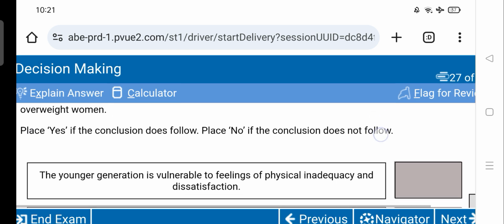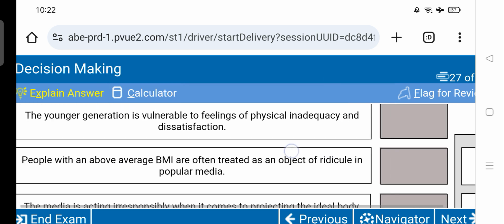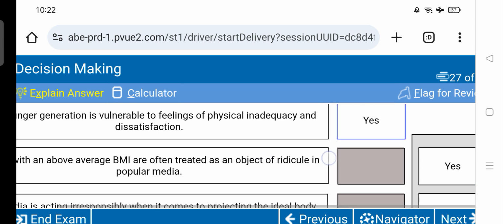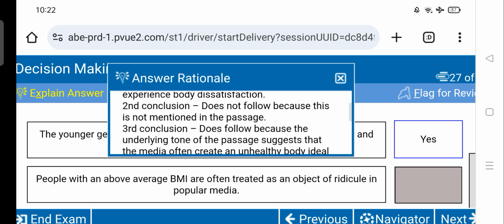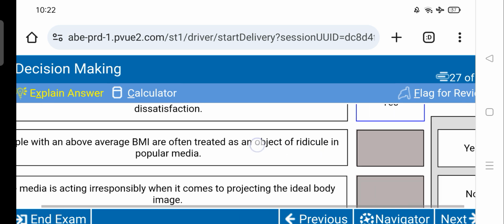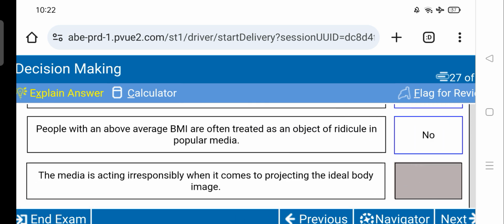So here we have a first conclusion. It does follow because the passage mentions that young people often experience body dissatisfaction. So it's a yes. So we will drag a yes and drop it here in front of this conclusion. Second conclusion does not follow because this is not mentioned in the passage. So as it does not follow, we will drag a no and drop it in front of this conclusion.